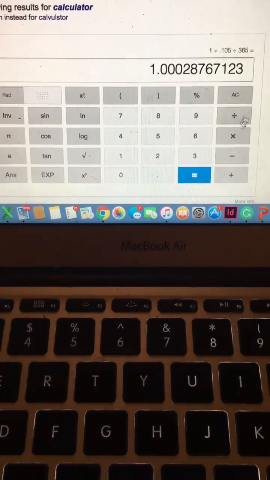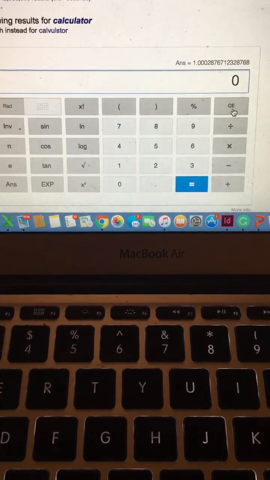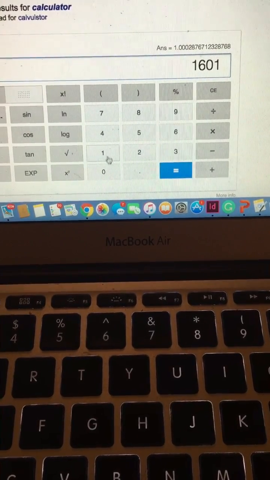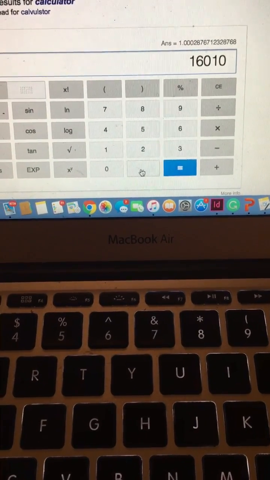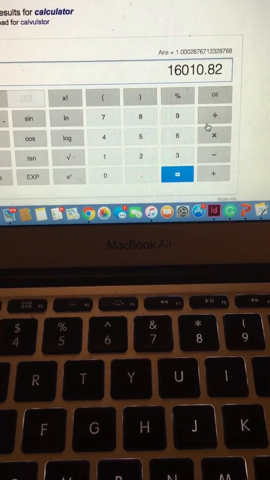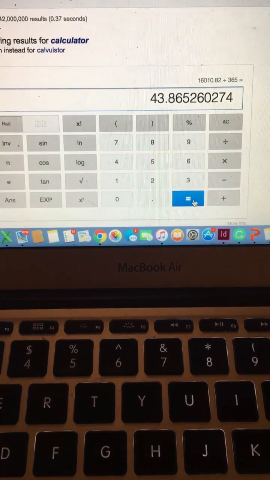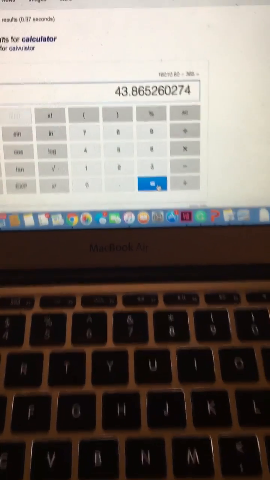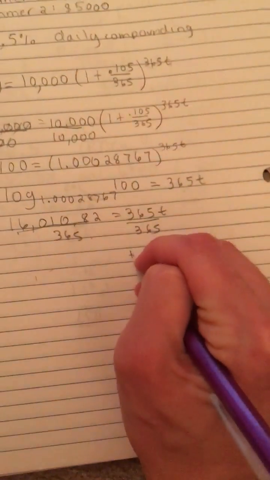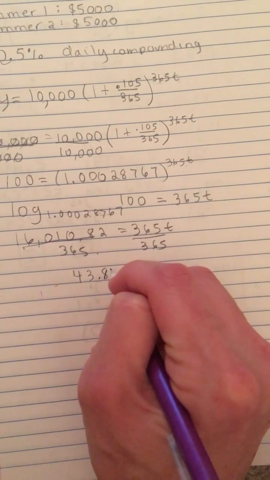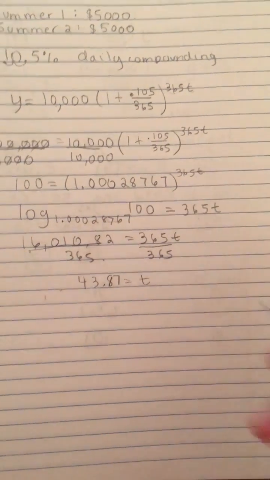All right, Google Calculator, you're up. So here comes Google Calculator. I'm going to clear that out, and I'm going to type in 16010.82 divided by 365. Let's see what we get out. 43.86. Okay, so I'm getting out a t of 43.87.